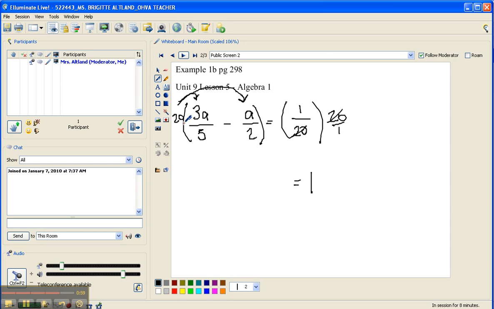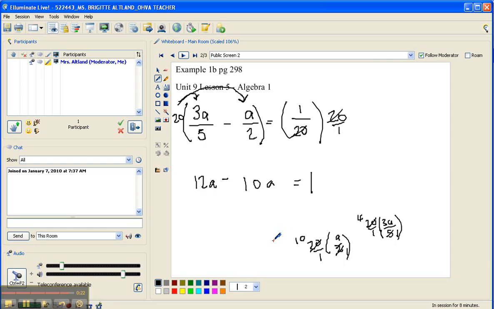So when I multiply the first one, 20 times 3a over 5, the 20 and the 5 you can reduce. Divide both by 5. 5 will be 1, 20 will be 4. So 4 times 3a is going to give you 12a. Then when I do 20 times a over 2, again, the 20 and the 2 will reduce. Divide both by 2. 2 divided by 2 will be 1. 20 divided by 2 will be 10. Now multiply across. 10 times a will be 10a.